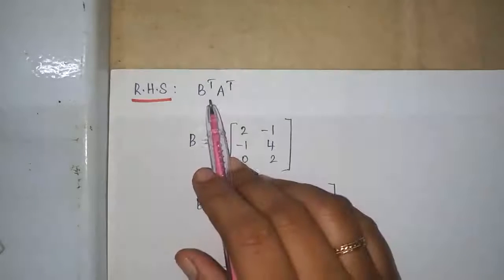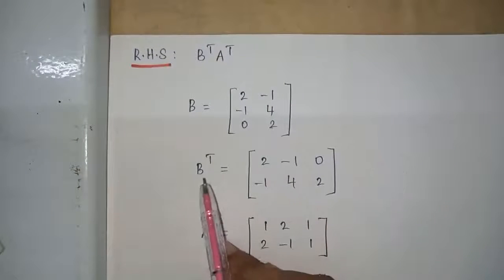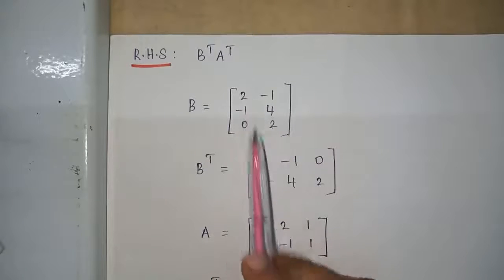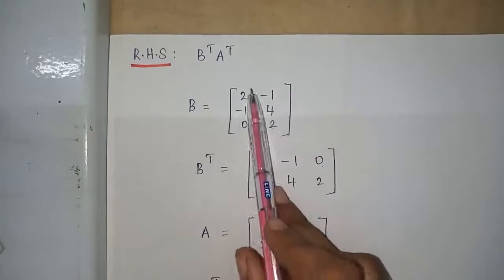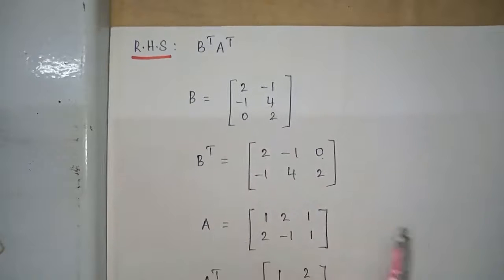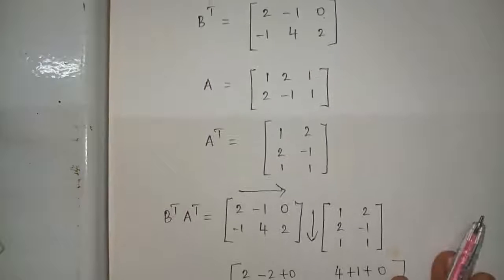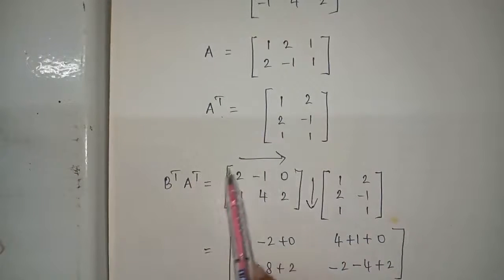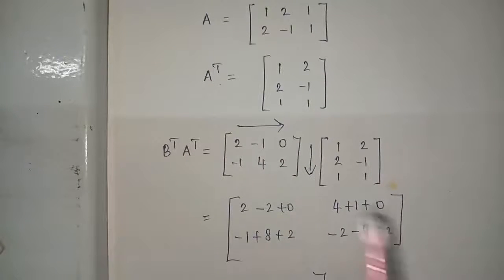Right hand side, you have to find B transpose A transpose. B matrix you know, you have to find the transpose of B. So B transpose is equal to: columns will be converted into rows. So 2, minus 1, 0 is the column of B, and it will become the row of B transpose. Similarly, you have to find the transpose of A. Then you have to do a matrix multiplication B transpose A transpose. This is the matrix of B transpose and this is the matrix of A transpose. You do the matrix multiplication.